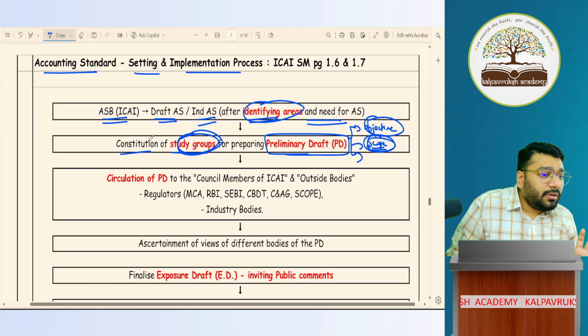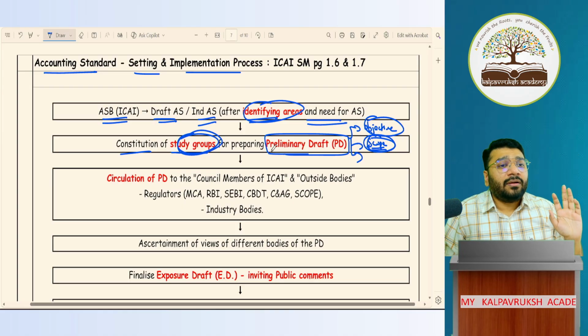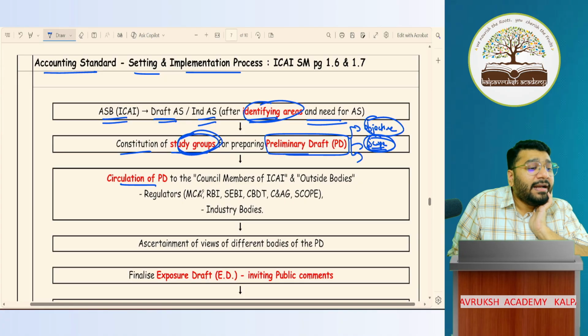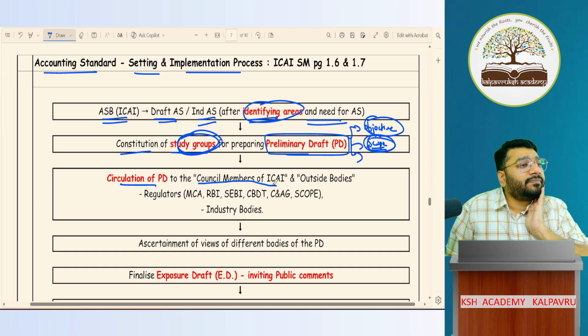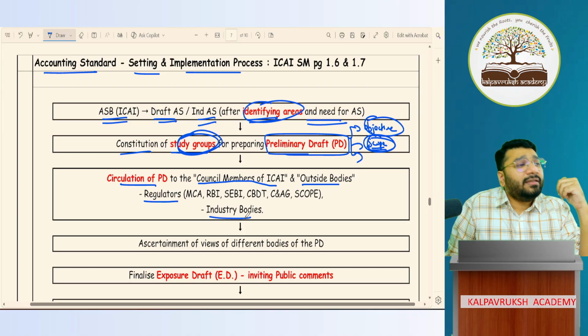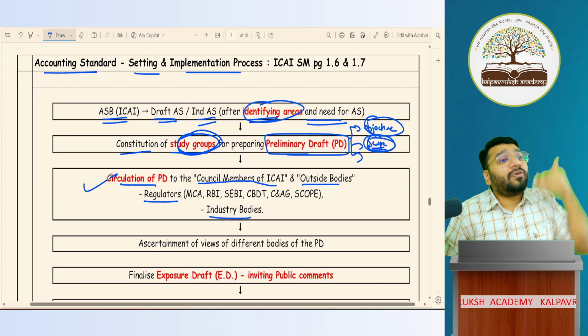So now, these study groups will identify the problem and prepare a preliminary draft. And this preliminary draft is circulated to whom? It is circulated to all the council members, plus outside bodies. What outside bodies? Regulators, industry bodies, etc. It will be circulated to all of these people so that we can take input from them.